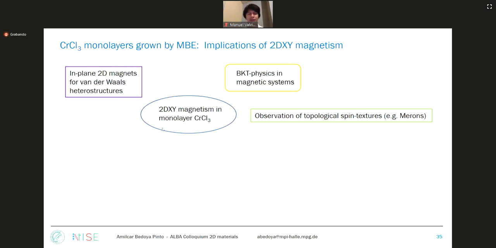And the implication is that when you have these 2D XY magnets in monolayer chromium trichloride, first of all, it's interesting for heterostructures because it's the first monolayer magnet with in-plane magnetization. More fundamentally, you can have a look at the Berezinskii-Kosterlitz-Thouless transition. This also has to do with 2D XY systems, and it will be very nice to investigate if there is some kind of topological vortex order, like in superconductivity. It's the analog.